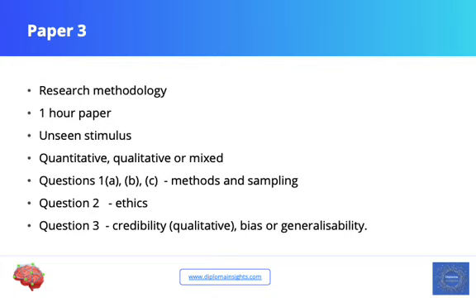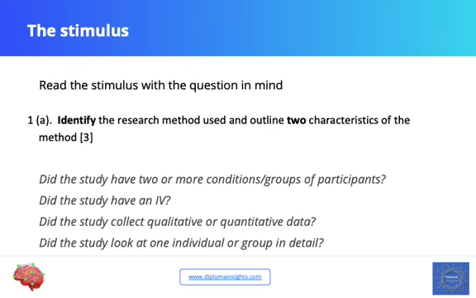In the 1 hour, you'll have 5 questions to answer: 3 parts for question 1, question 2, which is all about ethics, and question 3, which could be either about credibility, or bias, or generalizability. We're going to focus on part A of question 1 today, which is all about identifying a research method and outlining 2 characteristics of the method. This question is a total of 3 marks, and there's 1 mark available for identifying the method, and the further 2 marks for outlining each characteristic.